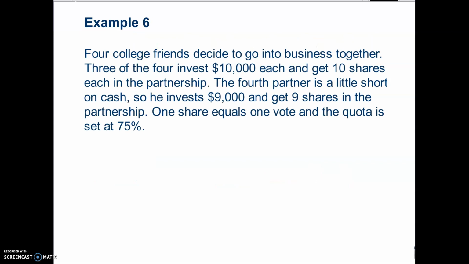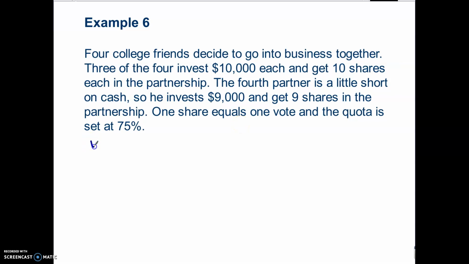Example 6: 4 college friends are going to go into business, $10,000 each to get 10 shares in each partnership. The fourth player is a little short on cash, so he invests only $9,000 and gets 9 shares. 1 share equals 1 vote, and the quota is set at 75%. So first, we have to figure out how many total votes we have. So we're going to set up our weighted voting system.